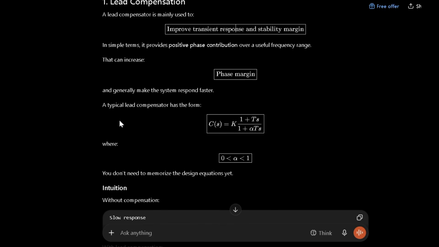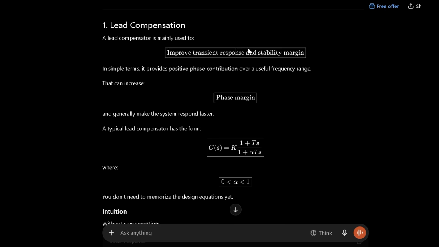Transient response means transient state, before the steady state period. Transient state means from initial conditions, from 0 plus to infinity, between those conditions it is a transient state. So it is in transient. Here transient response means improved transient response and stability margin. We'll look into this later.